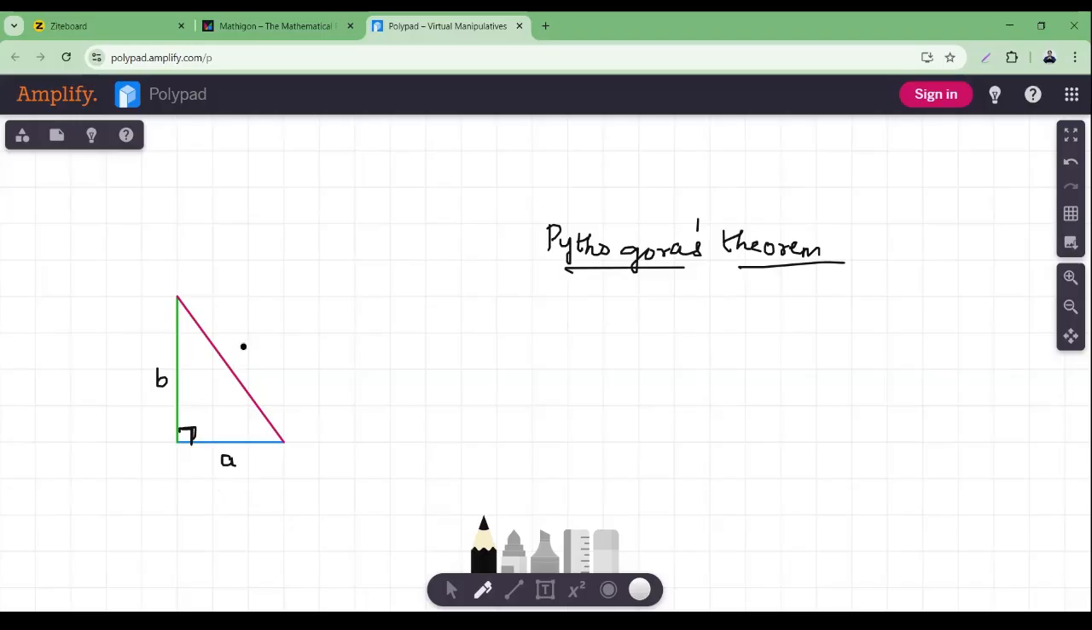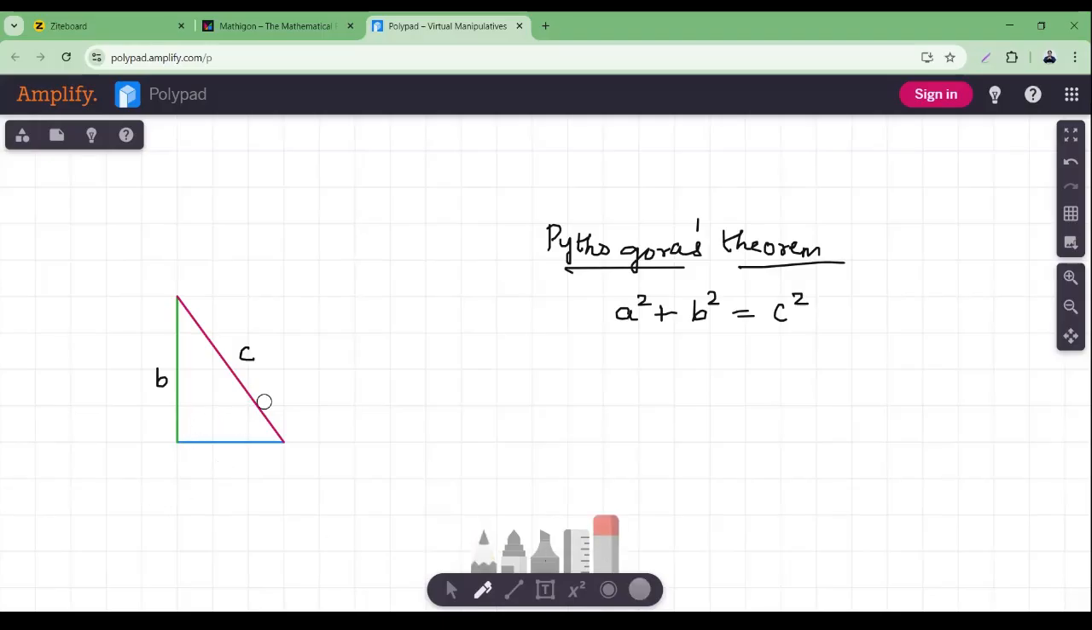And if the hypotenuse length is C, then he says that A square, the square of the length of this side, plus B square, that is when we square the sides next to the right angle and add them up, will be equal to the hypotenuse square. Now, let's prove this visually.